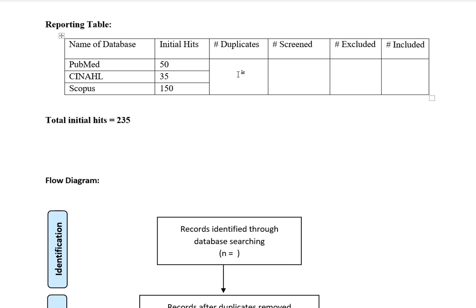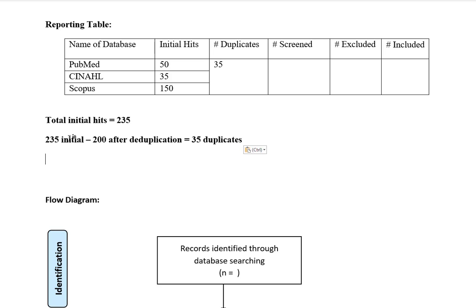Then you'll go into Zotero and see our other video about deduplicating in Zotero and determine your number of duplicates. This will depend on your particular search. In this example, we're going to say that we had 35 duplicates. And what that means is that in Zotero, we initially had 235 total citations. After deduplicating in Zotero, we had 200, which means that we had 235 initial hits. We had 200 after deduplication. That means that we had 35 duplicates.